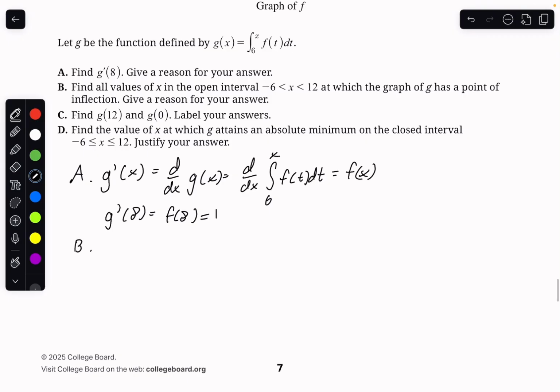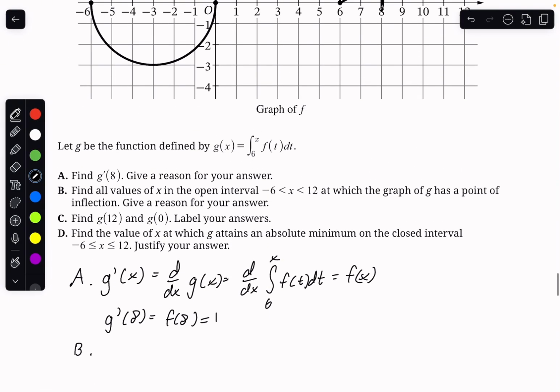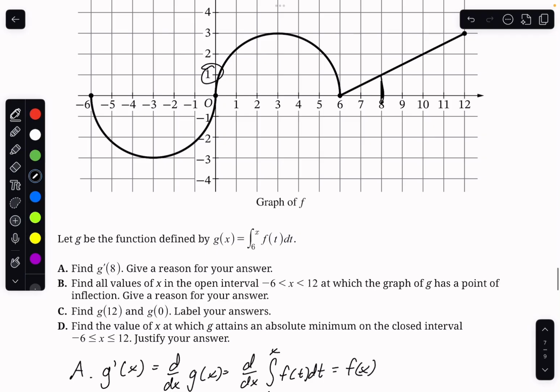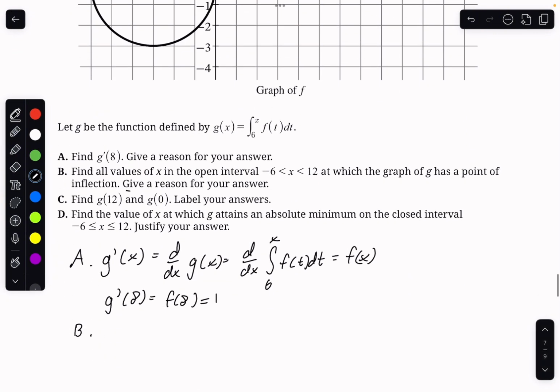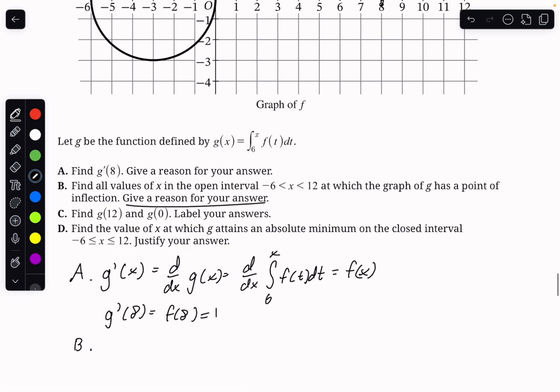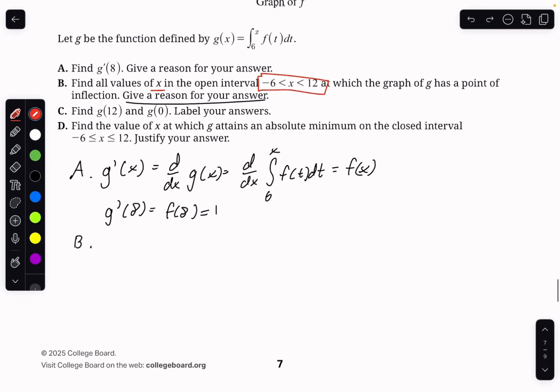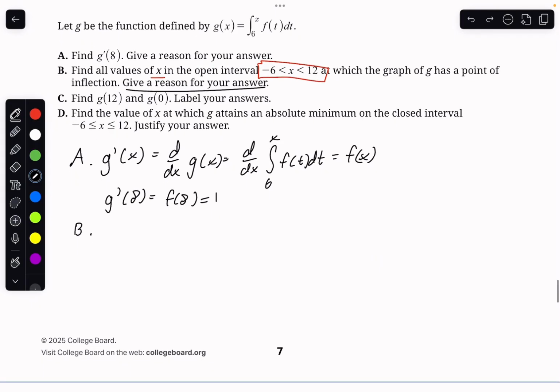Now, part B. Find all values of x in the open interval -6 < x < 12 at which the graph of g has a point of inflection. Give a reason for your answer. The reason is very applicable here, and we'll see why. Let's analyze this carefully. Find all values of x. We have to realize that this is an open interval, and they're looking for when g has a point of inflection. A function has a point of inflection when the second derivative is equal to 0 at that point, and it changes sign. It has to change sign.